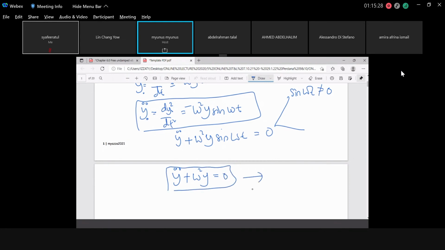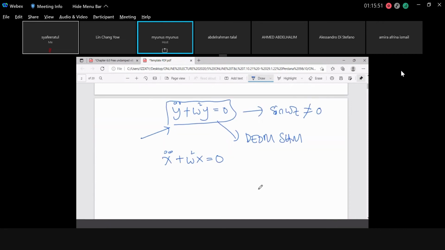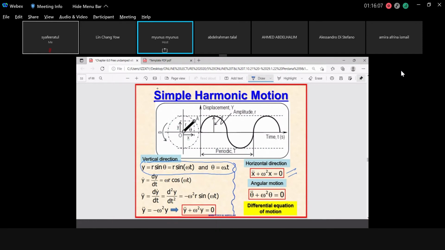The other solution will be sine omega t is not equal to 0. And this is what we call the differential equation of simple harmonic motion. Or in other words, it is not y here, it becomes x. It doesn't matter: x double dot plus omega squared x equal to 0. Or when you are dealing with angular, it becomes theta double dot plus omega squared theta equal to 0. All these are known as simple harmonic motion, whether you're talking about linear or angular. So this is the thing that you have to understand.